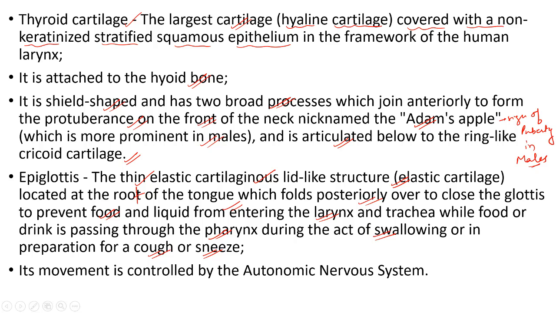The epiglottis, the elastic cartilage at the root of the tongue, folds posteriorly to close the glottis and prevent food and liquid from entering the larynx and trachea during swallowing or in the preparation of a cough or sneeze. Its movement is controlled by the autonomic nervous system.